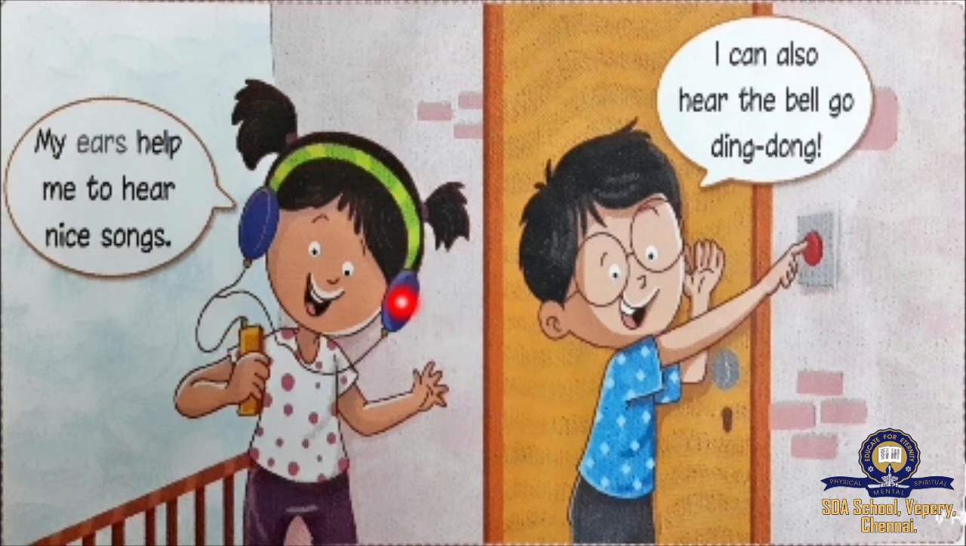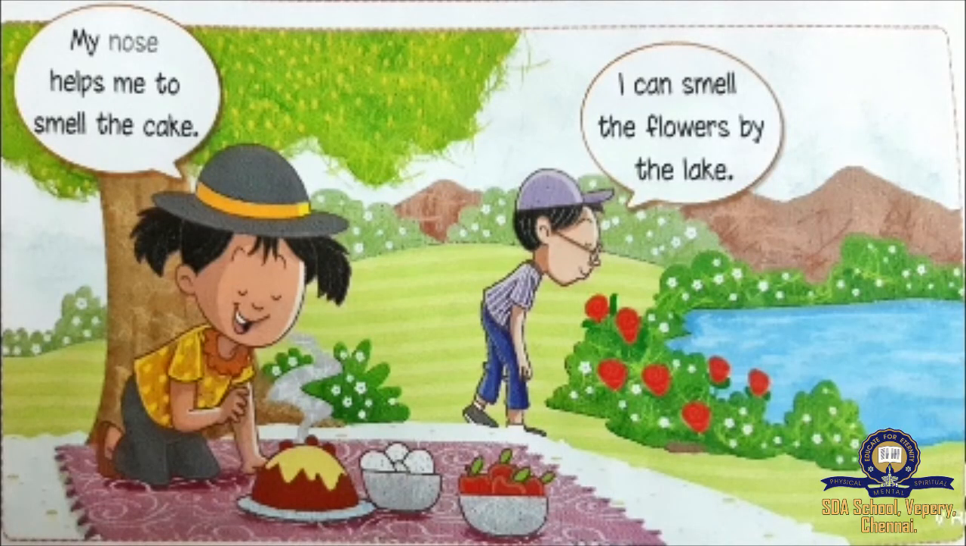And look at the next one. What is she doing? She is hearing the music. Very good. Meena is telling, my ears help me to hear nice songs. Her ears help her to hear nice songs. And then Manu is telling, I can also hear the bell go ding dong. How does the bell go? Ding dong. He can hear it. With which organ? He can hear the sound with the help of the ear. Very good.